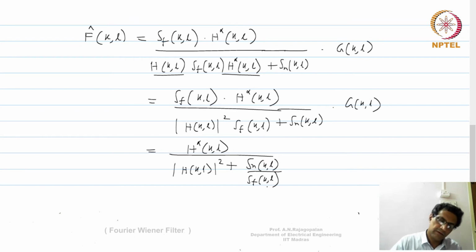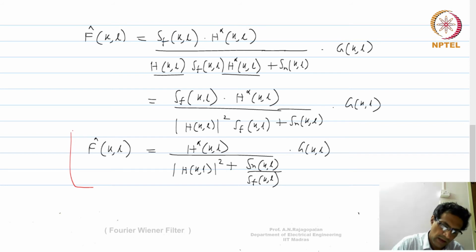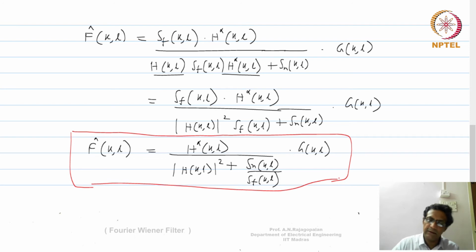Okay, this is your Wiener filter in the Fourier domain. Now this, of course, G_KL, we should not forget that we have to multiply it with the observation in order to see the deblurred image. So this F hat is your deblurred and denoised image.